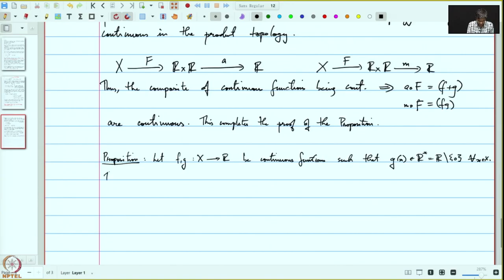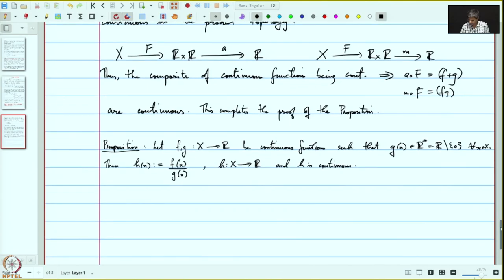Okay, so then we can define a function h of x. It is defined as f of x by g of x. This h is a function from X to R. This function is well defined because g of x is not zero, and h is continuous. So the proof is very similar to the proof of the earlier propositions. So proof.